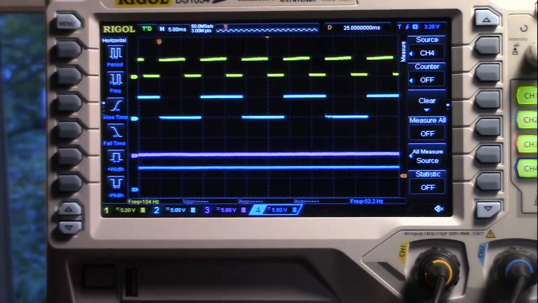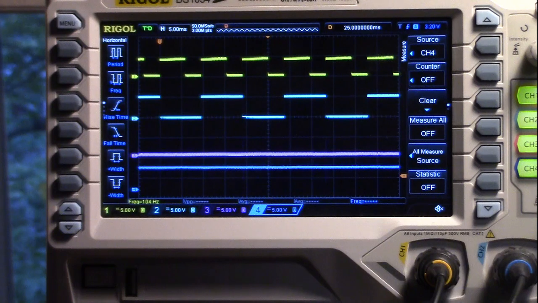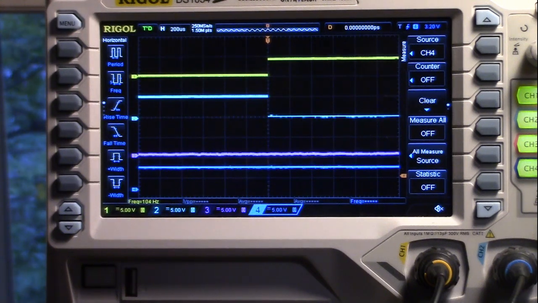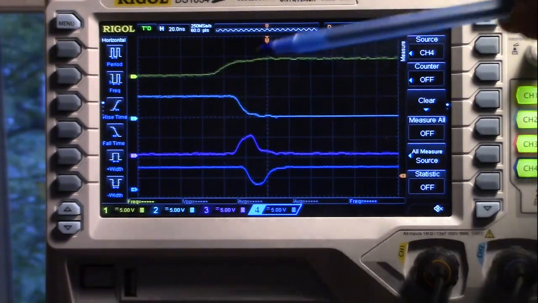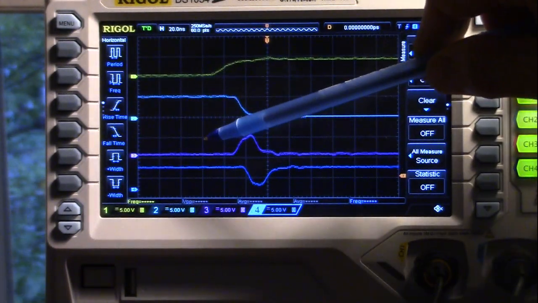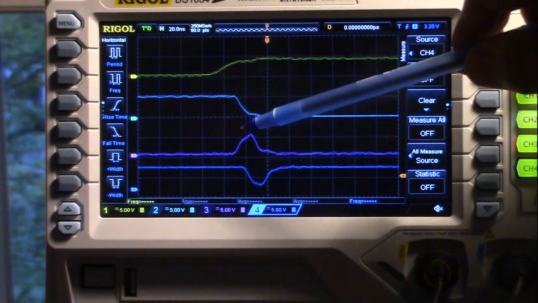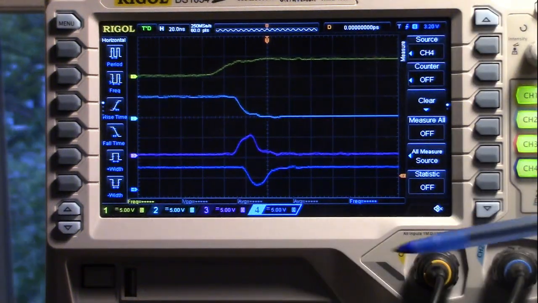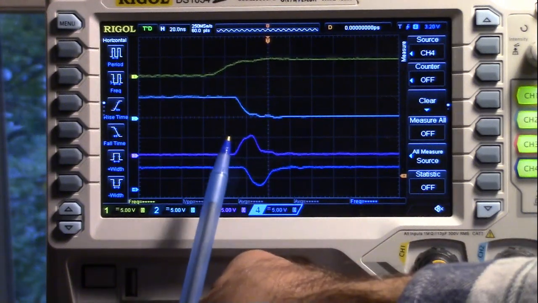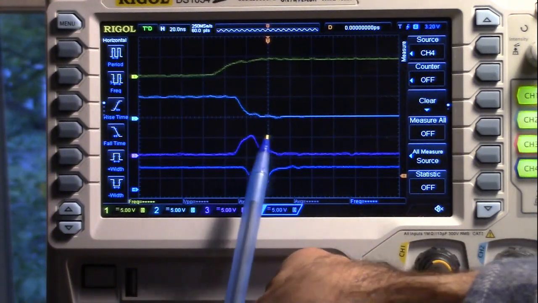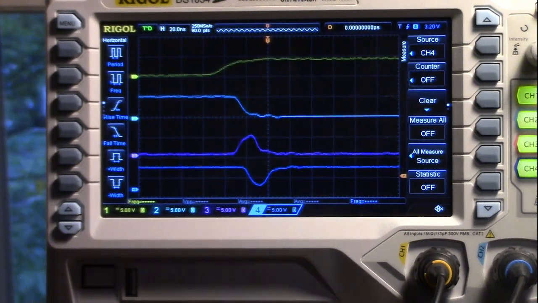So what we're going to need to do is zoom in here. We have our count of 0, 1, and then we go to a count of 1, 0 for a very short time. This is 20 nanoseconds per division, and you can see we go to a count of 1, 0 for approximately 20 nanoseconds.